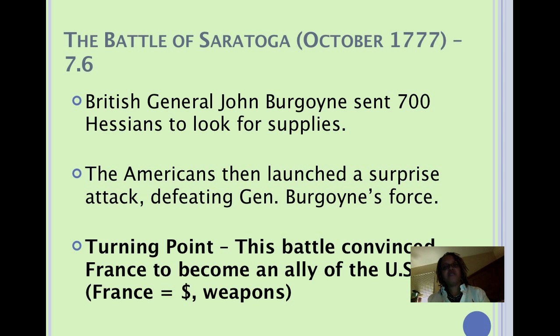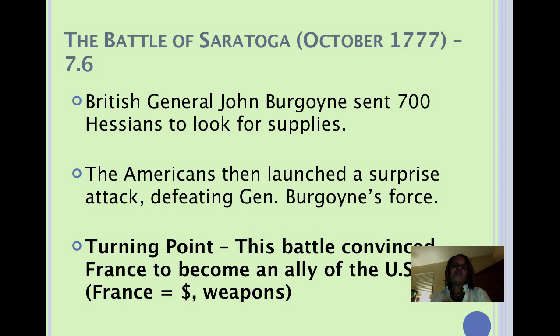When the Americans defeated these German mercenaries, the French took notice, and they said, wow, these Americans are serious, but they could maybe use our help. We don't like the British, so maybe we'll help the Americans defeat the British. So this is a huge turning point. I will ask you this over and over again. What was the turning point of the Revolutionary War? It was the Battle of Saratoga.